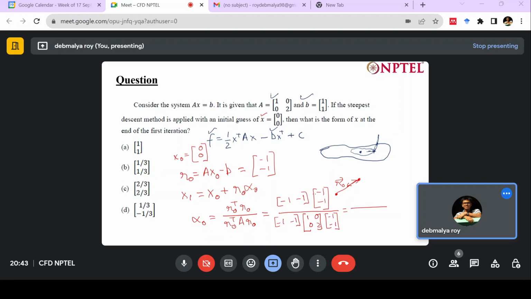So what is the numerator? Numerator is 1 plus 1, which is 2. What about the denominator? Let's do this first multiplication. If we do this, this is minus 1 and minus 2, right? Minus 1 into minus 1, and this is 0, and minus 1 into 0 and minus 1 into minus 2. So this is minus 1, minus 2. And if I do the next multiplication with minus 1, minus 2, then this is 1 plus 2, which is 3. So alpha 0 is 2 by 3.